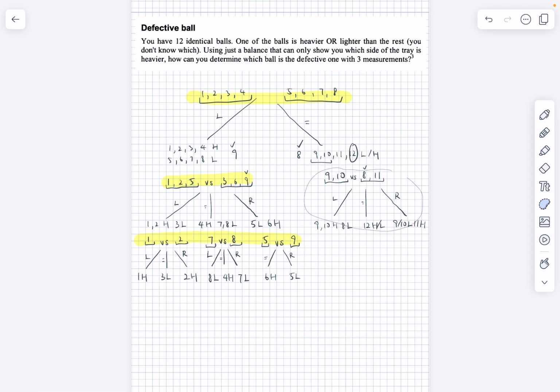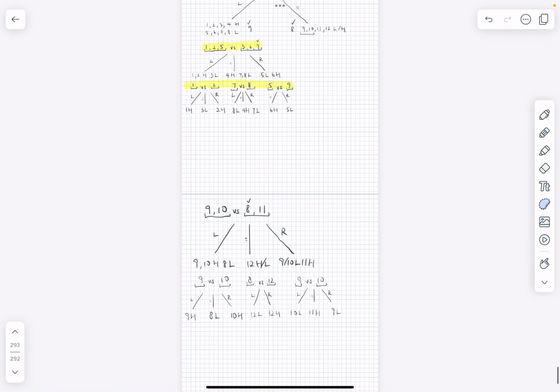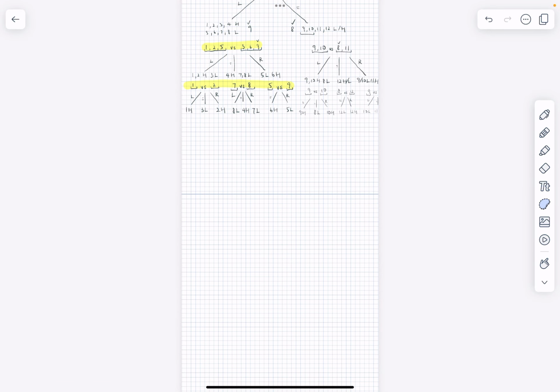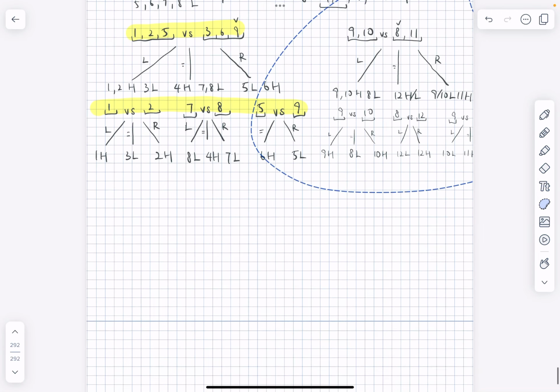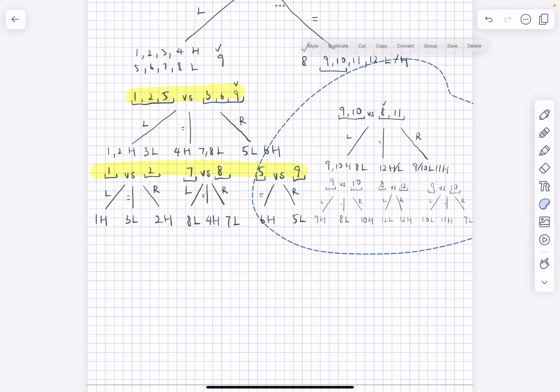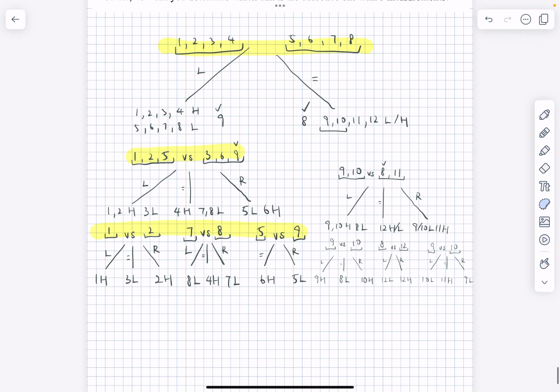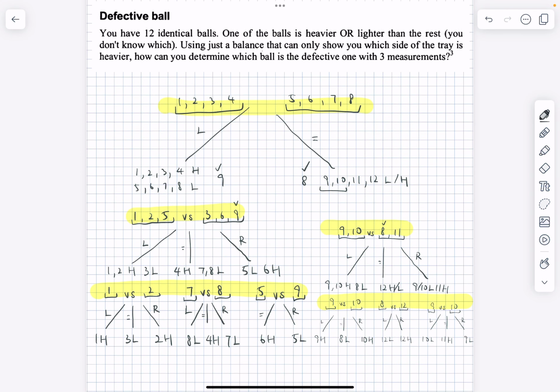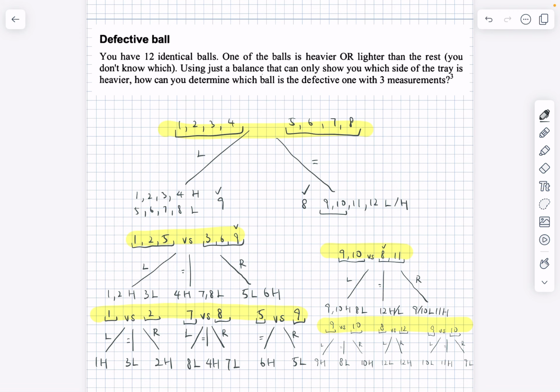So let's just move this back. Nice. Just like the previous case, this is the second measurement and this is the third measurement. With 3 measurements, and I'm running out of space here, we're able to determine which ball is defective and which ball is heavier or lighter. The question only asks us which ball is defective, but we also determine which is heavier or which is lighter. So that's it for this question.